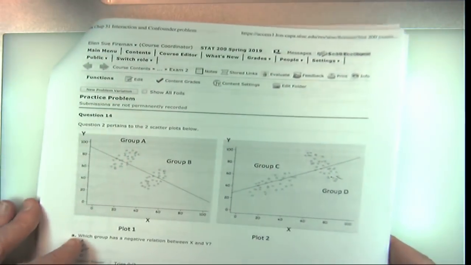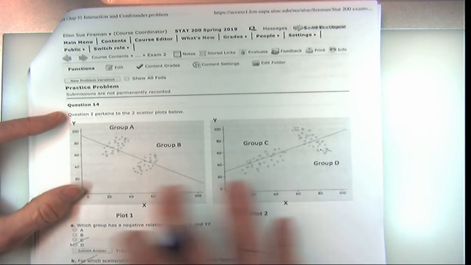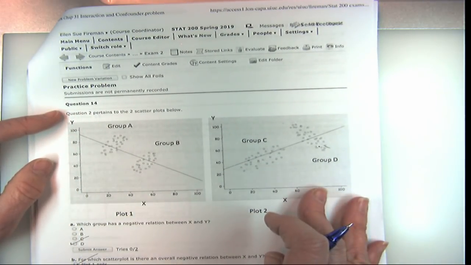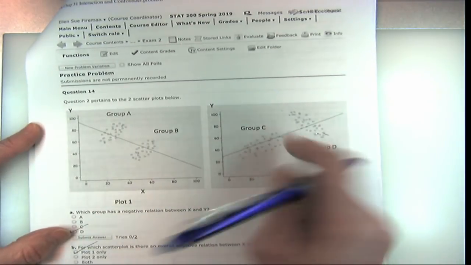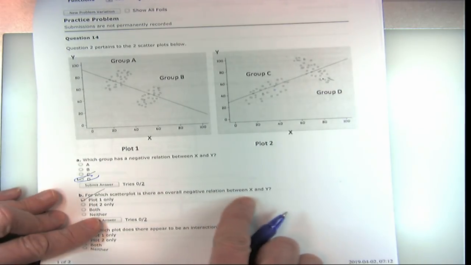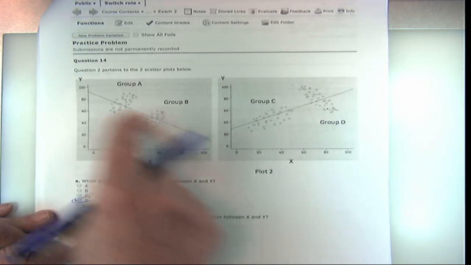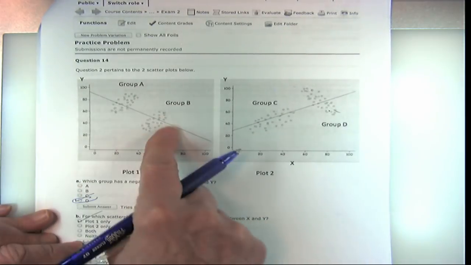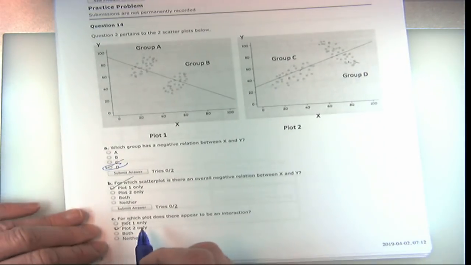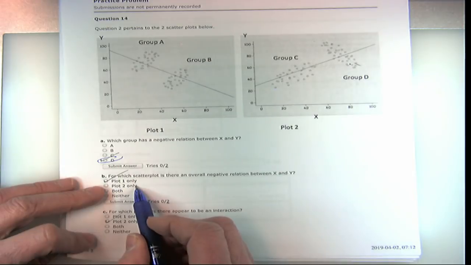Let's go on to this one, question 14. There's a good one to look at. So this pertains to these 2 scatter plots. Now which group has a negative relation between x and y? This is positive, positive, it's group D. For which scatter plot is there an overall negative relation? Well, there's one here, even though there's positives here. For each, that's confounded, there's a negative. So it's plot 1 only.